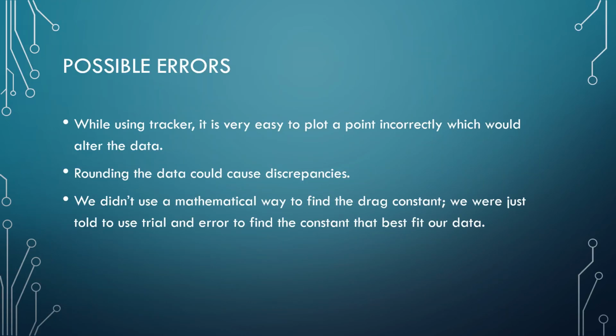So some possible errors were obviously using Tracker. It is difficult to plot a point correctly, and then also it was difficult to find the specific value for the drag constant, so there was a bit of trial and error in finding that.